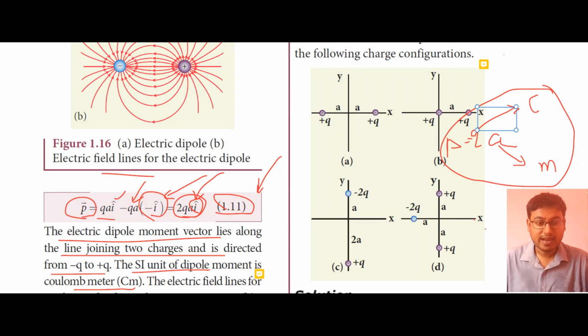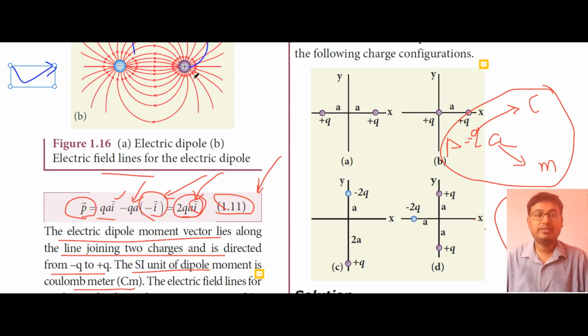Okay, coming to the next topic. The electric field lines for an electric dipole are as shown in figure 1.16b. Electric field lines are coming from the positive charge and going inward to the negative charge, as you can see from here. This is the direction of the electric field lines, but the direction of the dipole is from negative to positive. Always keep in mind this difference.